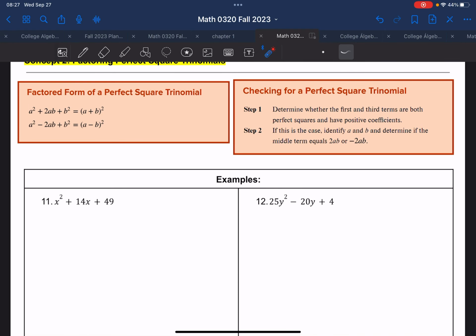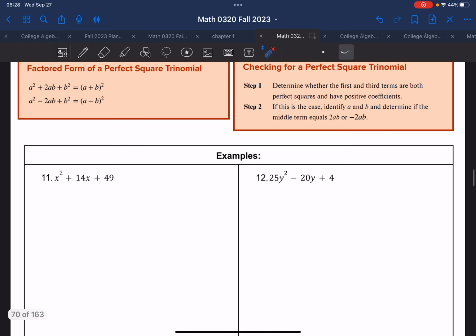In order to check if we have a perfect square trinomial, we first determine whether the first and third terms are both perfect squares with positive exponents. So we check the first term and the last term. They both have to be positive, and they both have to have a square root. If this is the case, we identify a and b and determine if the middle term equals 2ab or negative 2ab. Again, we'll see that in the examples here.